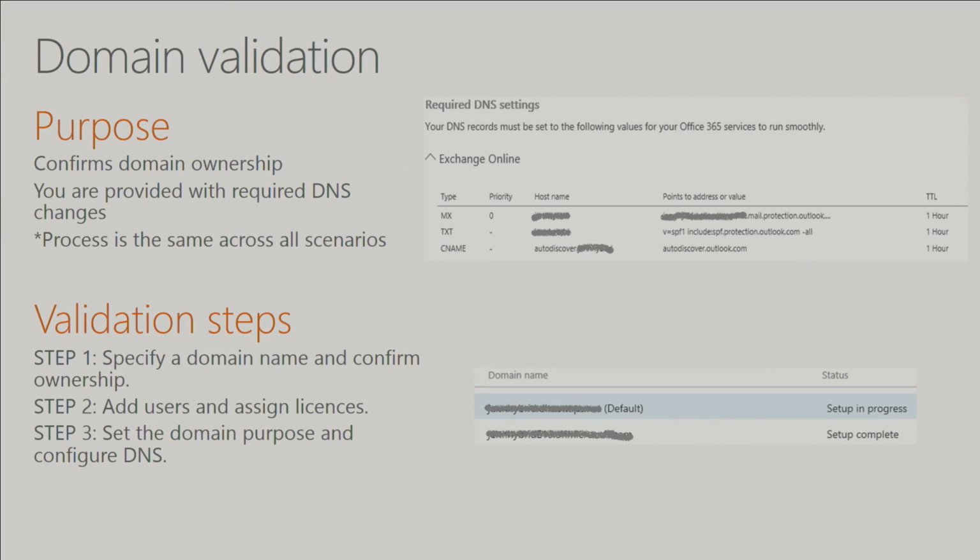Basically, you specify the domain and confirm that you actually own it. You add your users and assign your licenses. You set up the purpose of the domain and configure your DNS.